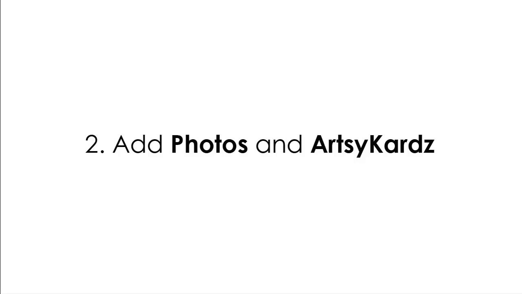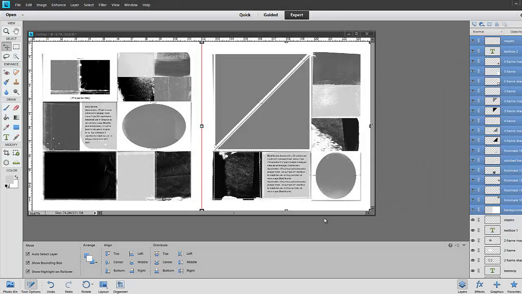Step 2 is to add photos and ArtsyKardz. I pre-organize photos into a separate folder and begin clipping the images to the masks in the template. ArtsyKardz are then added to the masks in exactly the same fashion, filling any remaining masks in the template. Clipping photos and ArtsyKardz enables the photo to adopt the shape or form of the underlying mask and is achieved using the clipping mask function in Photoshop and Elements.